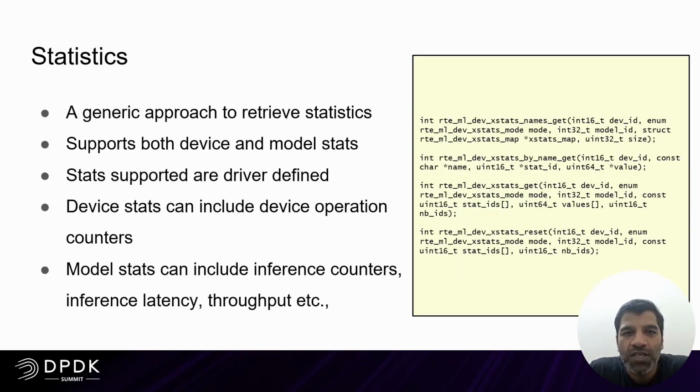The MLDEV specification supports a generic approach to retrieve the statistics through the XStats APIs. The XStats API supports both device and model stats. Supported stats basically are defined by the driver. Usually, device stats can include the number of inferences enqueued, dequeued, number of inferences failed, errors, and the number of models loaded. Whereas the model counters can include the number of inferences enqueued specific to that model, and similarly the inferences dequeued or errors. Additionally, we can also report fields like latency, throughput, or any other device-specific parameters as part of the model's XStats.